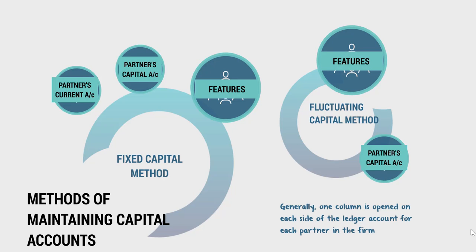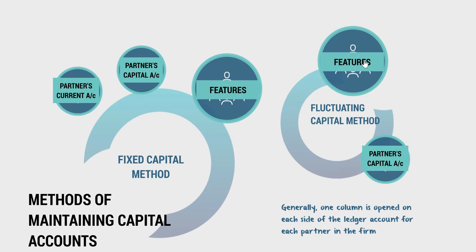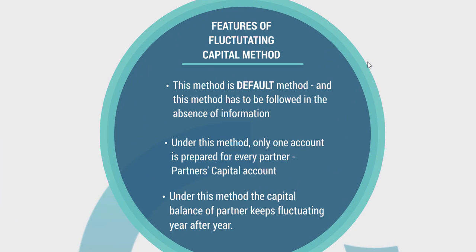In this video, we'll discuss the fluctuating capital method. Let's go into the features of the fluctuating capital method. As I mentioned already, this method is the default method, and this method has to be followed in the absence of any information. Under this method, only one account is prepared for every partner, and the name of that account is the partner's capital account. The partner's capital account balance keeps fluctuating year after year in this method.